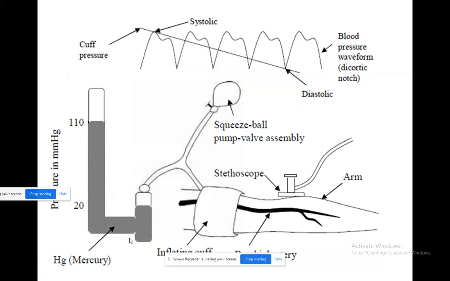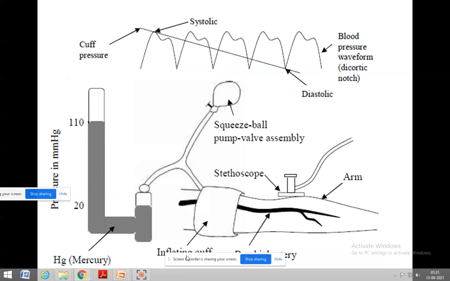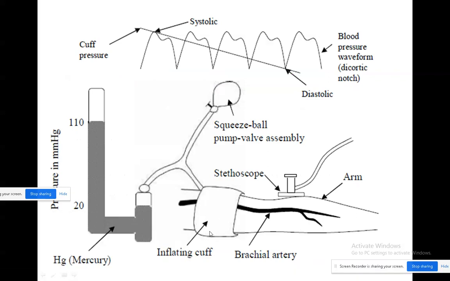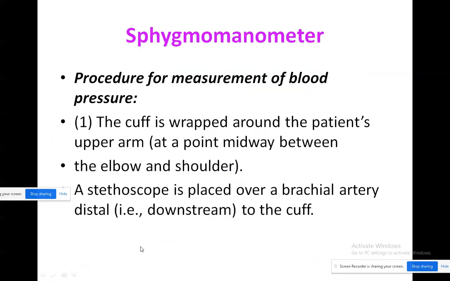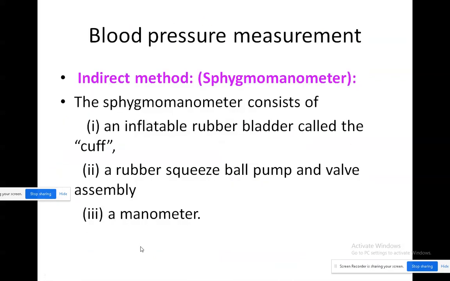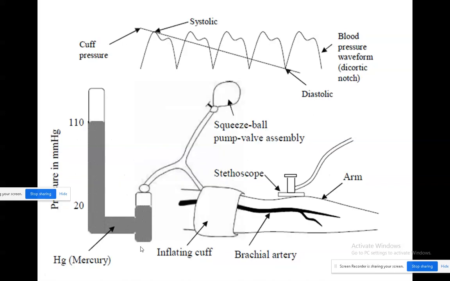See, this is the sphygmomanometer. This is the inflating cuff. This part is the inflating cuff. And then a rubber squeeze ball pump and valve assembly. This is the squeeze ball with the pump valve assembly. This is the stethoscope. This is the brachial artery.